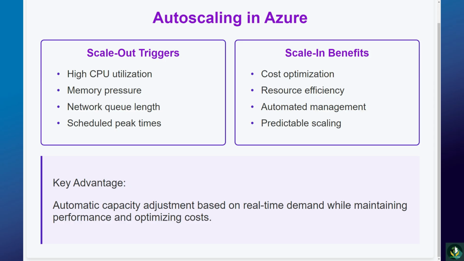Custom metric thresholds. Scale-out parameters: instance increment size, cooldown periods, maximum instance limits, trigger condition duration. Scale-in safety: minimum instance counts, gradual reduction rules, performance safeguards, buffer capacity, maintenance.